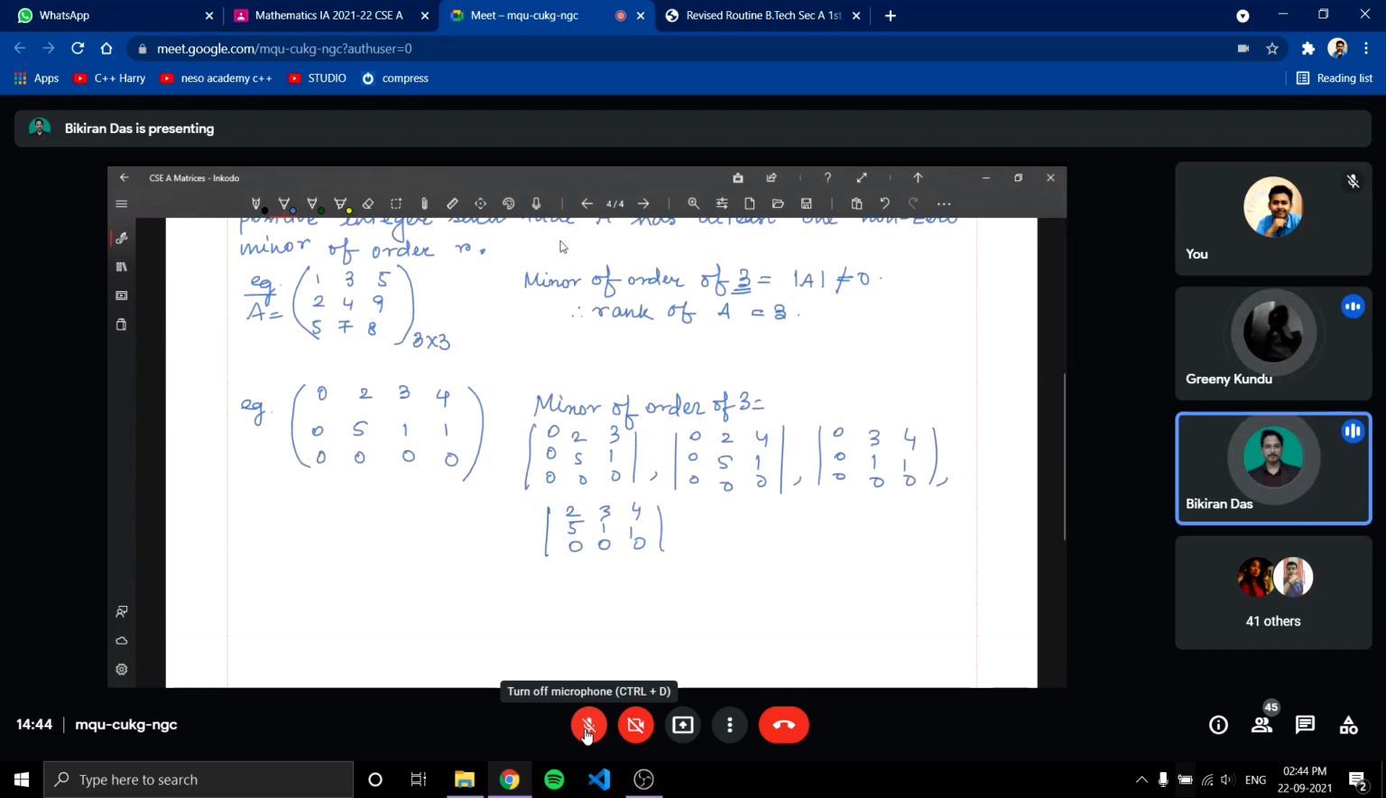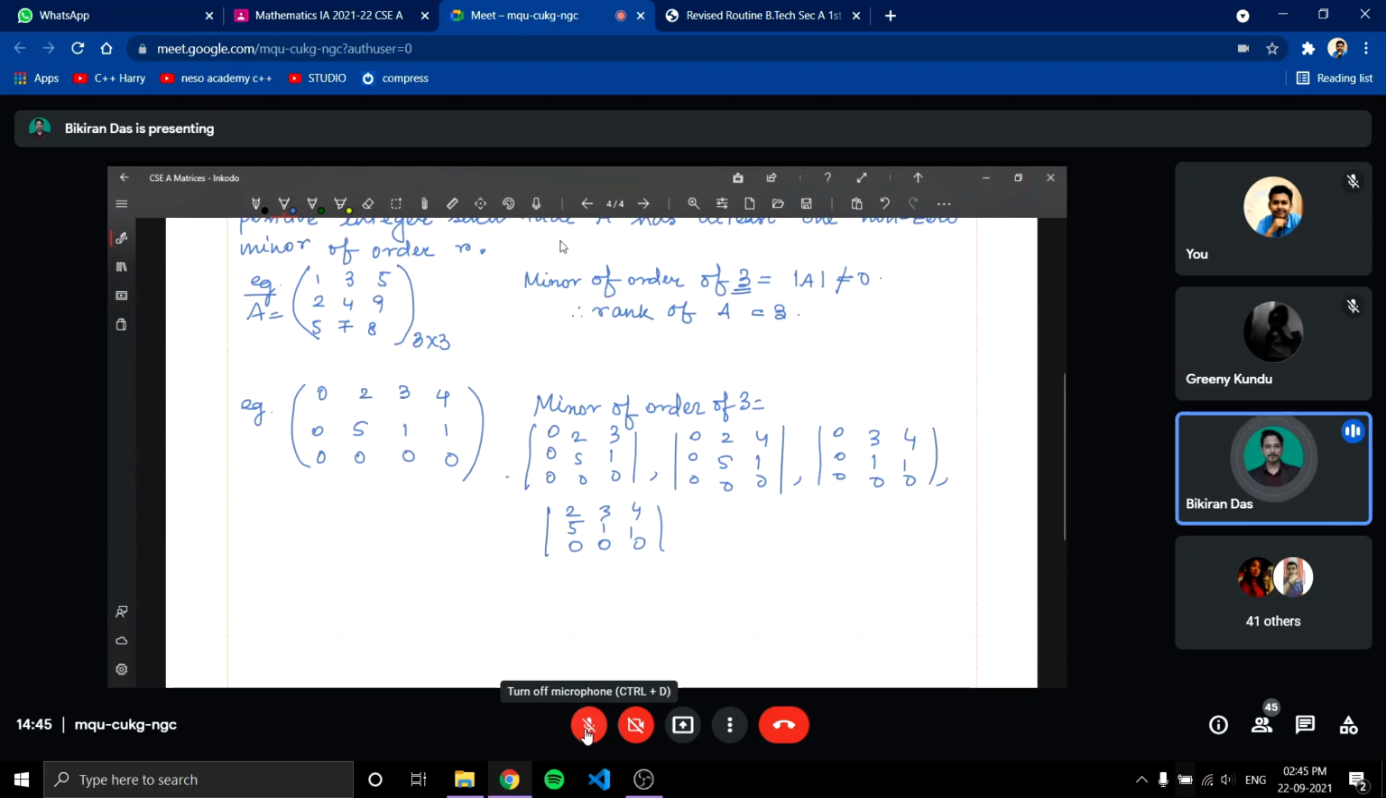What you are doing is taking all combinations of three columns so that you can get their determinants. Is there any other possibility? First, second, third done. First, second, fourth done. First, third, fourth done. Second, third, fourth done. Nothing else. Now find the values of all the determinants and tell me what you are getting.